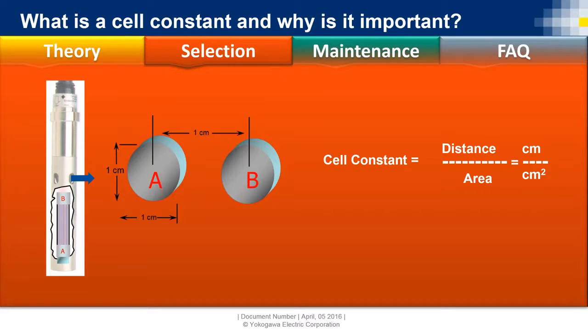So one thing that we can do to change the cell constant, if we don't want to add plates to it, is we do 2 things. We shorten the distance and we increase the area of the cell plates so that we can get a better, more accurate reading at higher concentrations. So we just need to be aware.